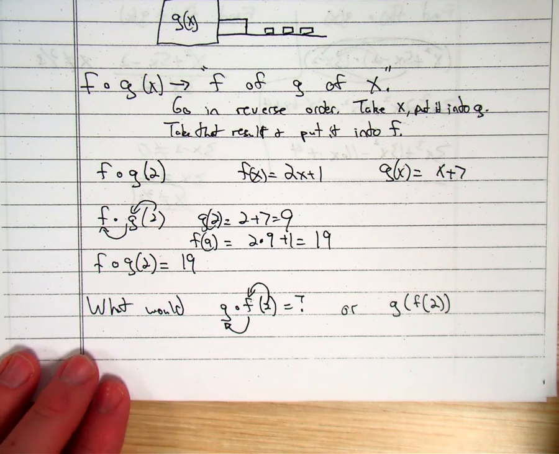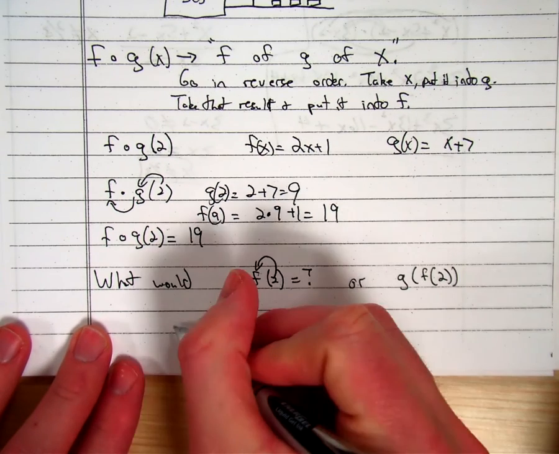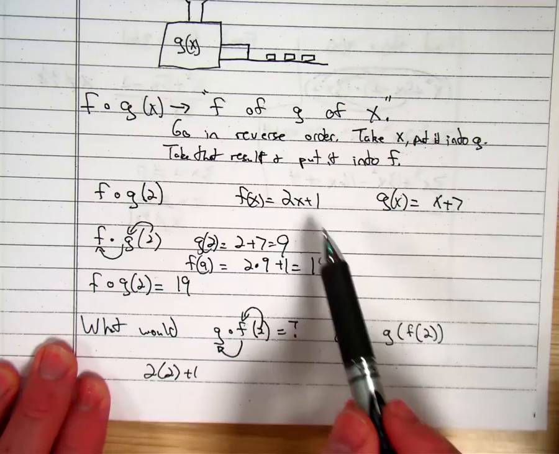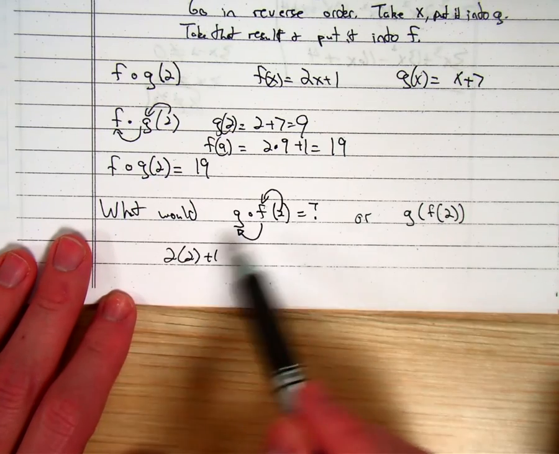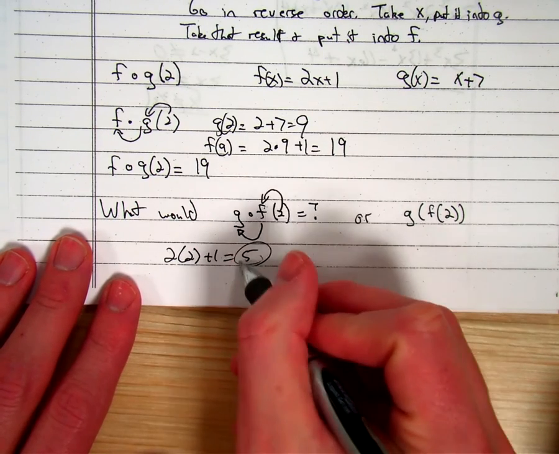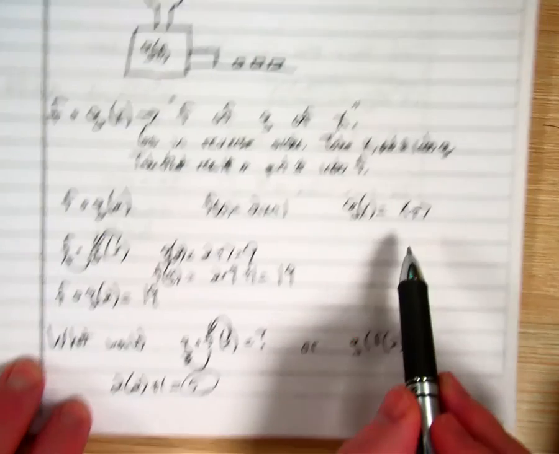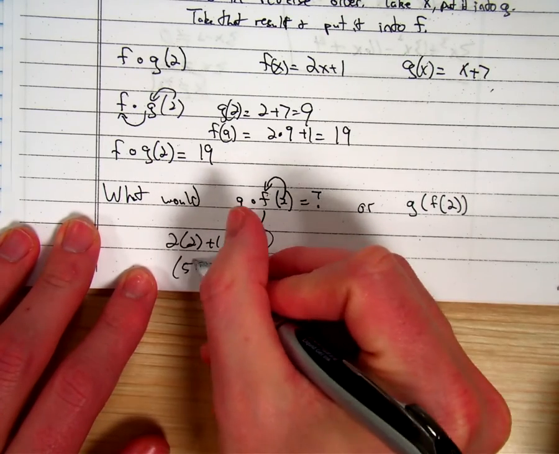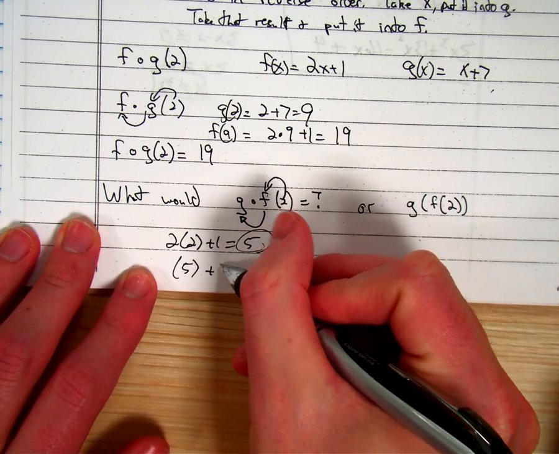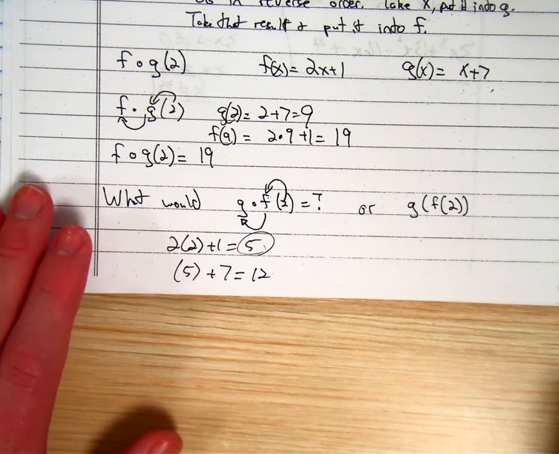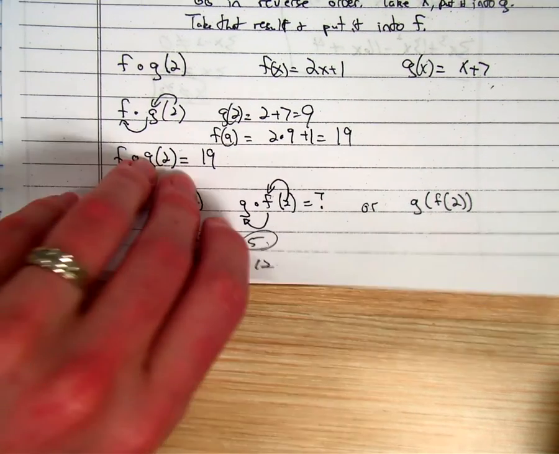Okay, let's see how you did. F of 2, we're going to have 2 times 2 plus 1, right? F equation was 2x plus 1. So we're doing 2 times 2 plus 1, that's 5. And now I'm taking 5 and putting that into the g equation. Our g equation was x plus 7. So we have 5 going in for the x. So 5 plus 7 equals 12. All right. Onward.